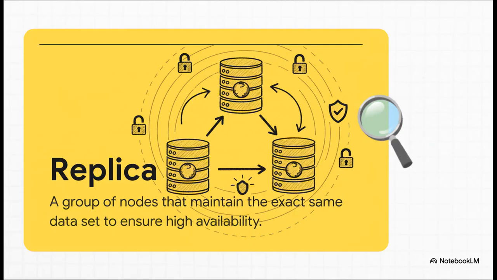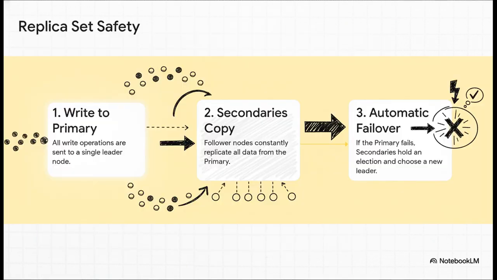So let's tackle safety first. A replica set is, at its heart, all about redundancy. It's a team of nodes, usually 3 or more, that all hold an exact, up-to-the-minute copy of the very same data. The goal is super simple: no single point of failure. And here's how it works in practice.